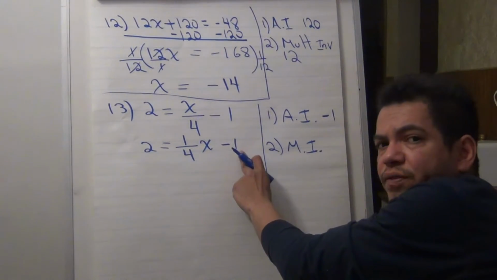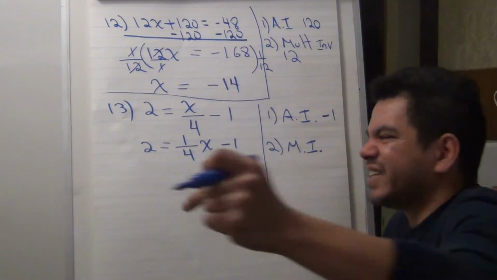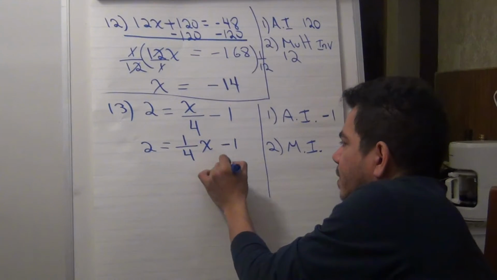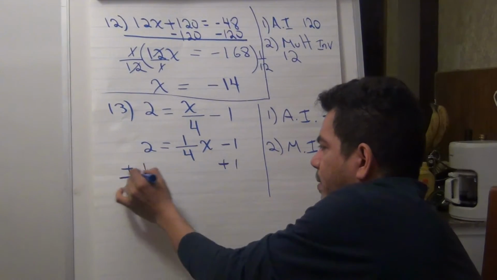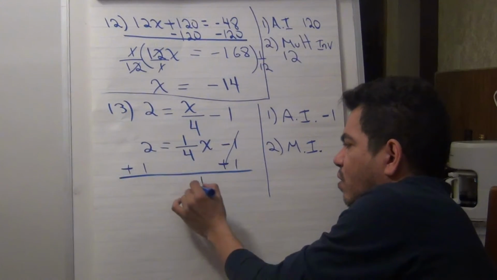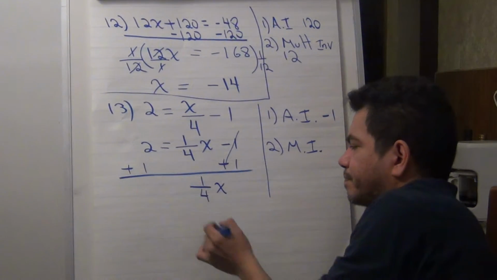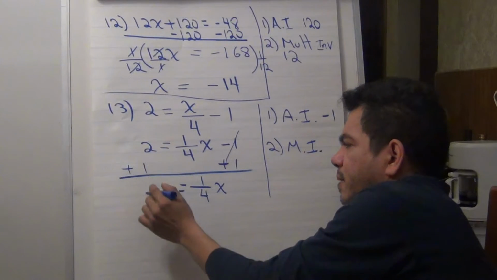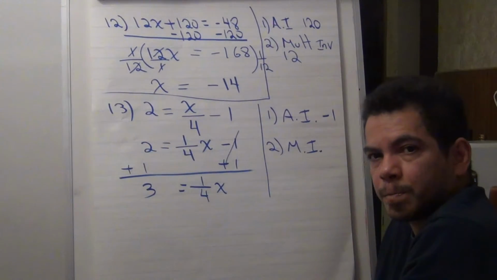So additive inverse of negative 1. Well, what is the additive inverse of negative 1? Nice. So plus 1, plus 1. Opposites cancel out, leaving you with 1 over 4x. 2 plus 1, 3. Okay.